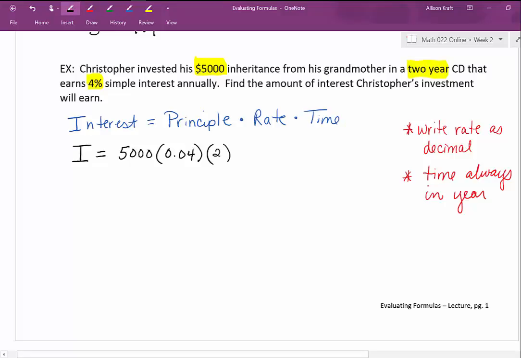So we plug 2 in, and now all we need to do is multiply. We get I equal to 400. That means that the interest earned is $400.